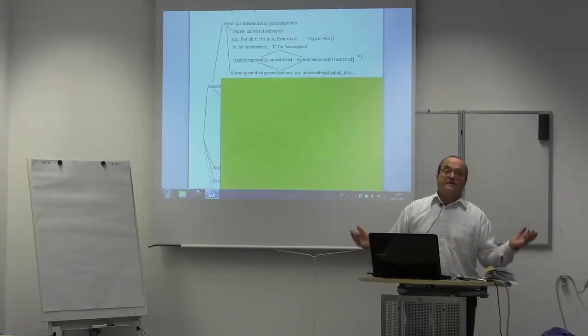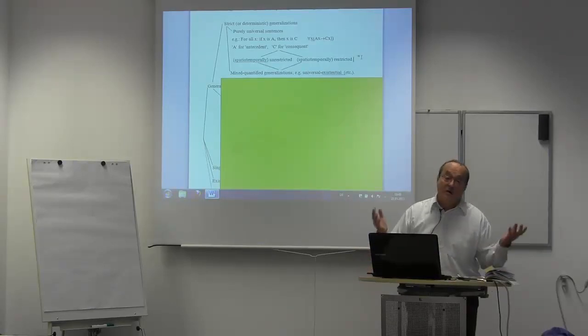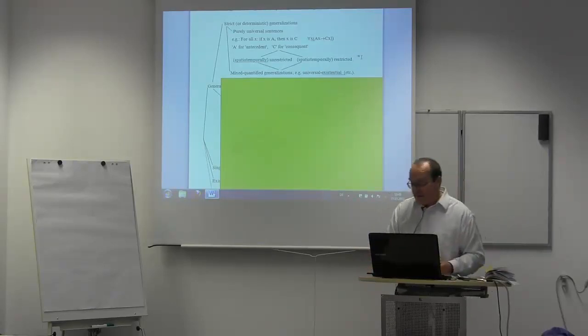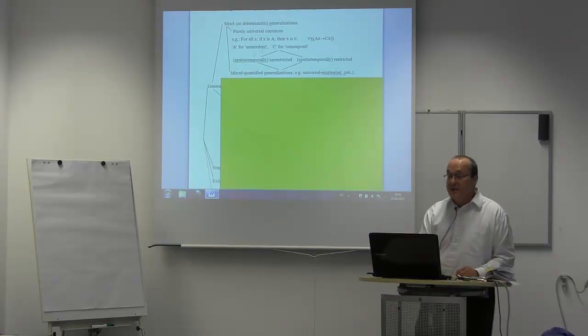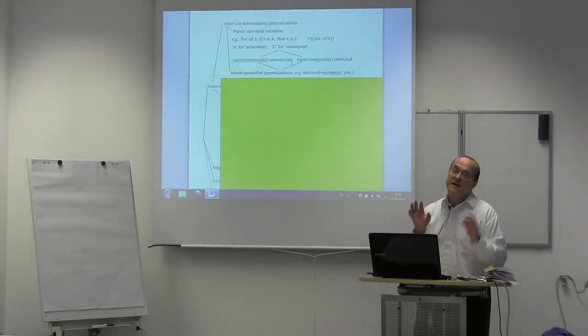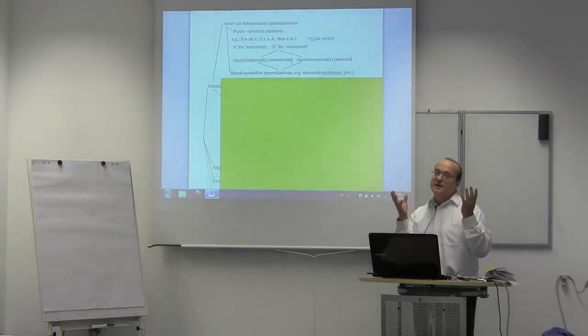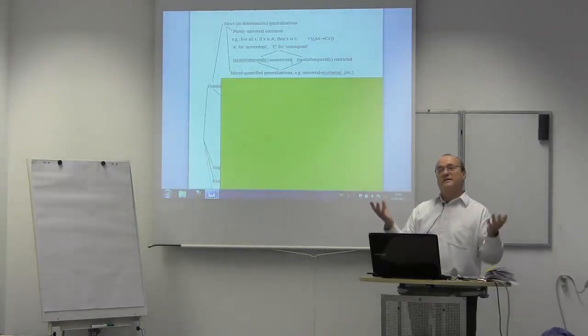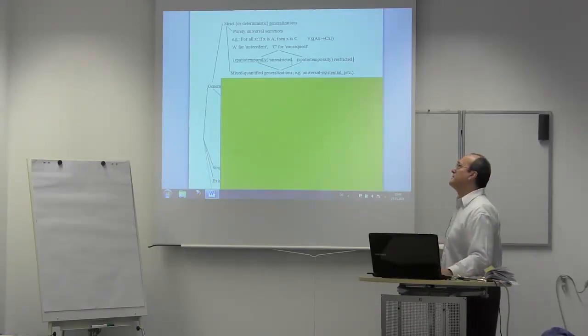All two bodies attract each other. These are laws of physics. So you see that spatiotemporally unrestricted and strictly universal generalizations are typically candidates for laws of nature. I come to that later on.